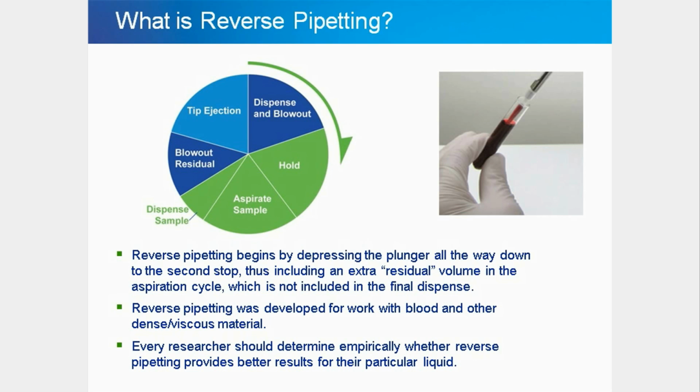Studies have shown that this technique can be more accurate for some kinds of liquids, especially dense and viscous. However, it is very technique dependent. Every researcher should determine empirically whether reverse pipetting provides better results for their particular liquid.